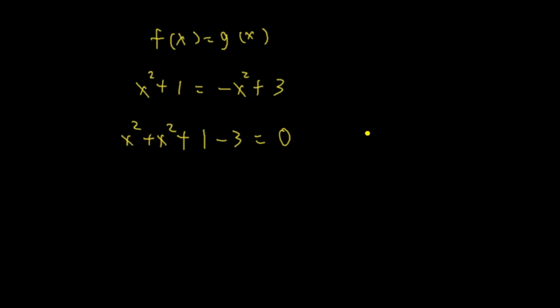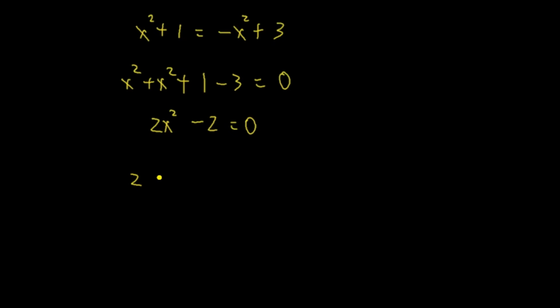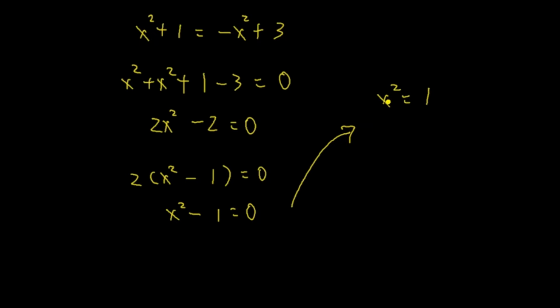So what do I have here? x squared plus x squared is 2x squared. Now, plus 1 minus 3 is minus 2, equal to 0. So factor out the 2. So we have 2 times x squared minus 1 equal to 0. Divide both sides by 2. x squared minus 1 equal to 0. Then add 1 to both sides, x squared is equal to 1. Take the square root of both sides, positive and negative. So x is equal to positive or negative 1.